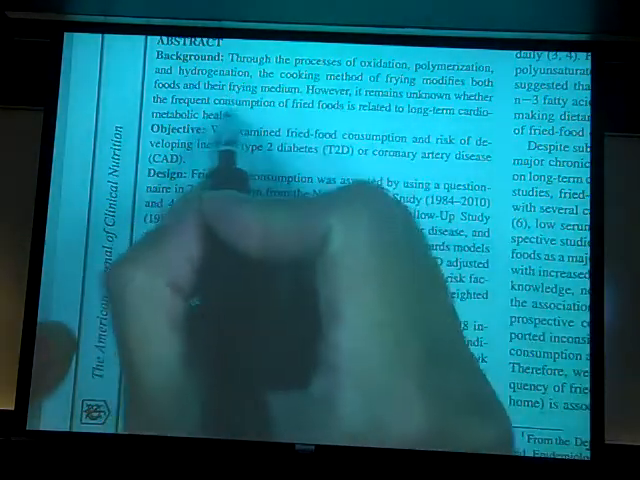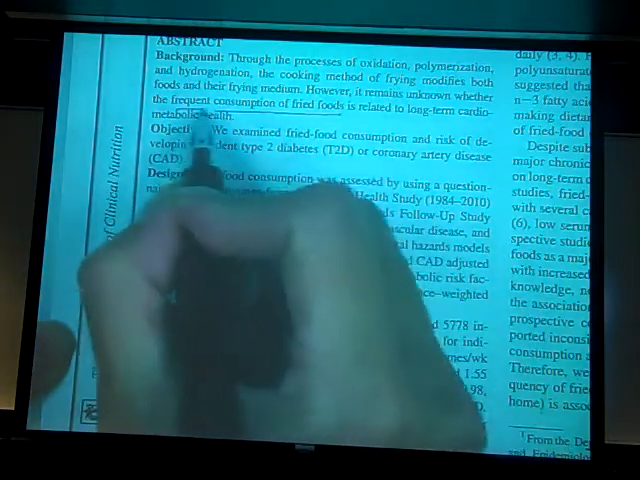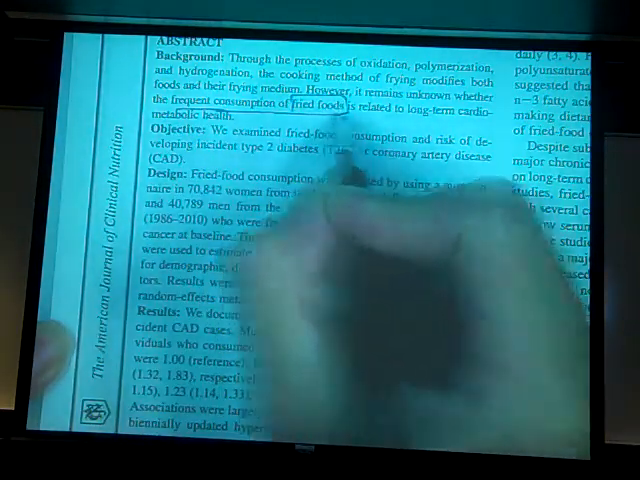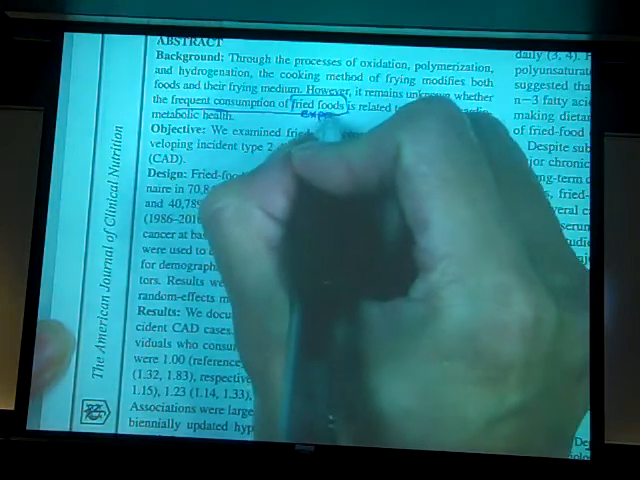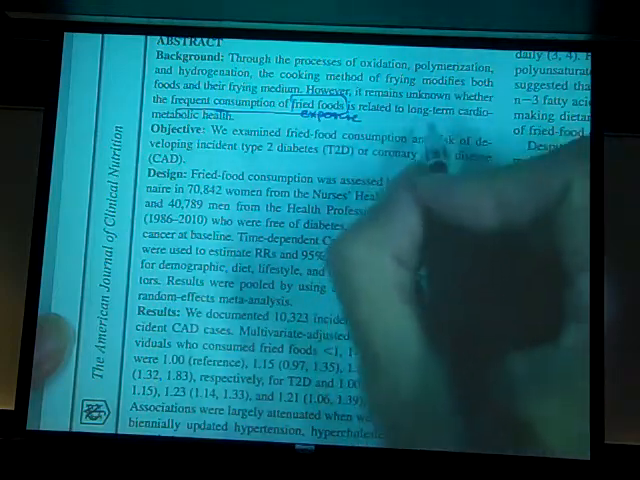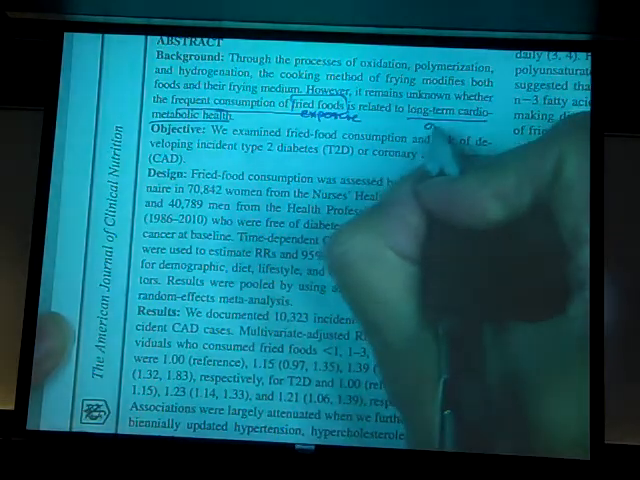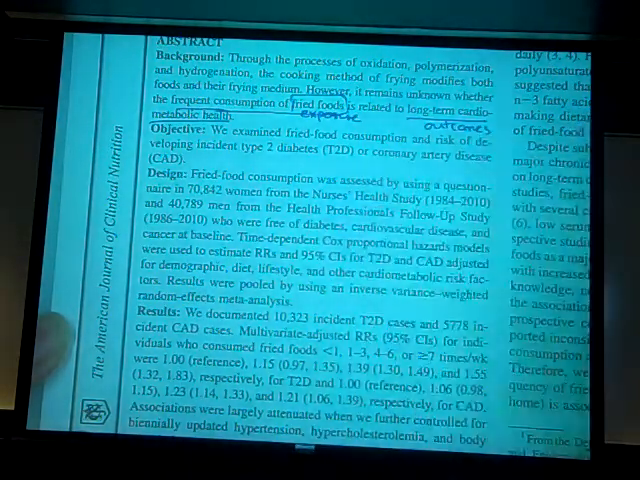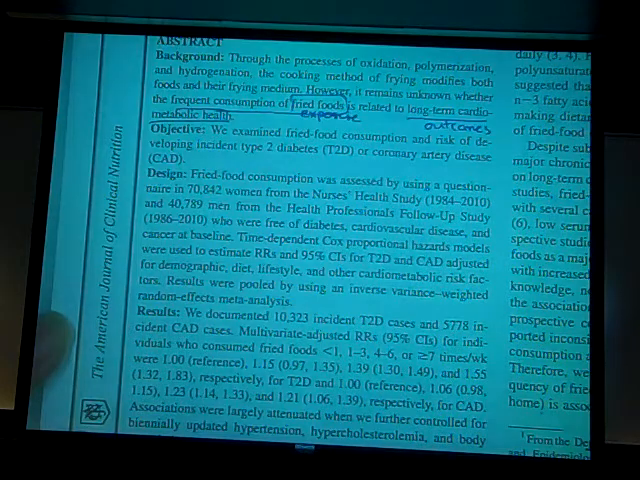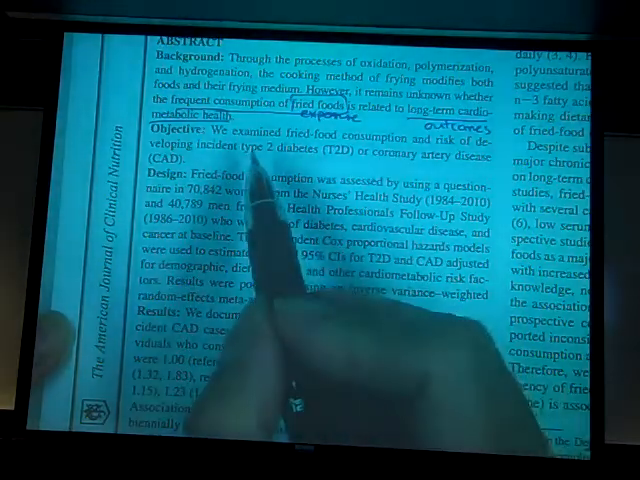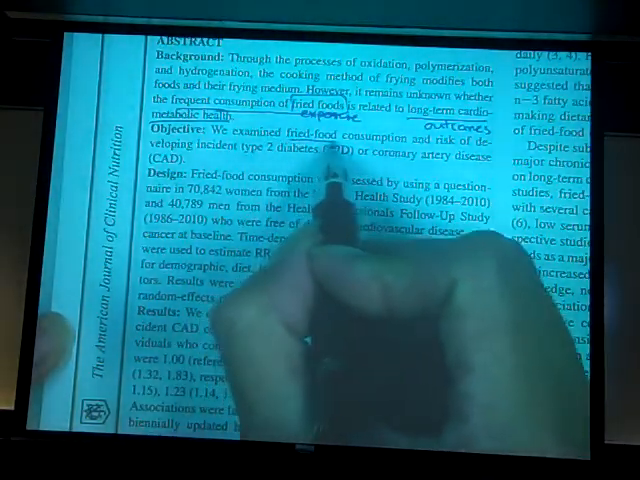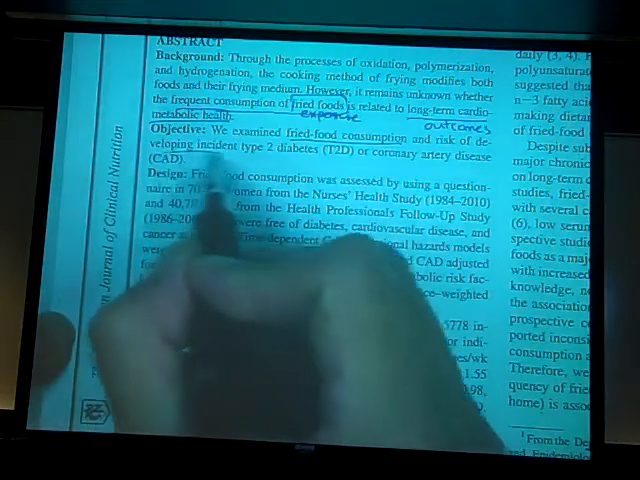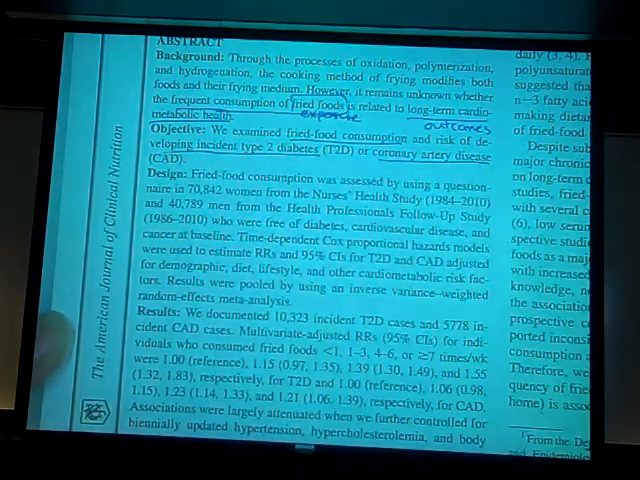As I'm reading here, the frequent consumption of fried foods, so I know here that this is my exposure. And the objective was to see if it was related to long-term cardiometabolic health. They didn't specify the exact outcomes here, but based on the title, remember that we established that the outcomes they were interested in were type 2 diabetes and coronary artery disease. And if I continue to read the objective, this is confirmed. It's coronary artery disease.